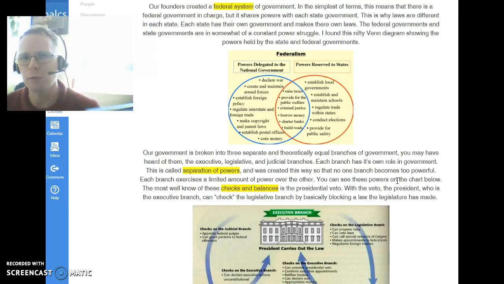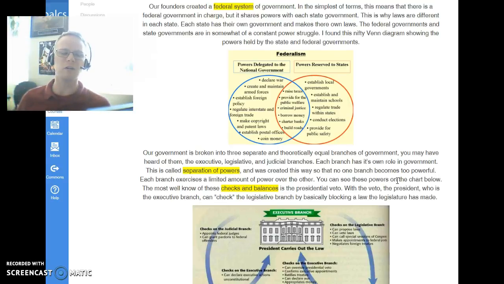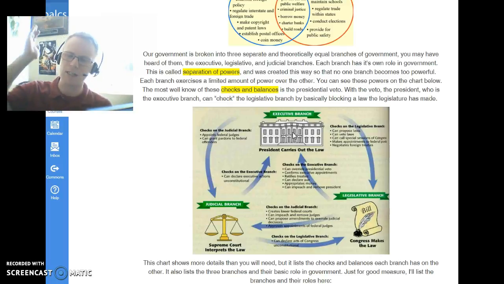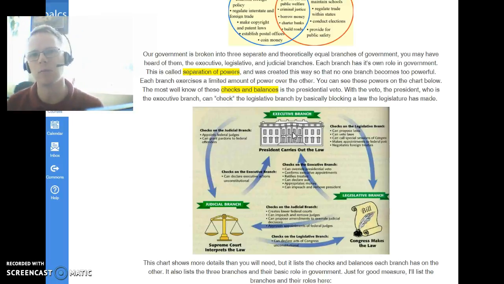The most popular form of checks and balances is the presidential veto. So the legislative branch, aka the Congress, makes a law. It has to be signed by the president before it actually becomes a law. The president can choose to say, I don't like this, and veto it. That's an example of one branch exercising power over the other branch.